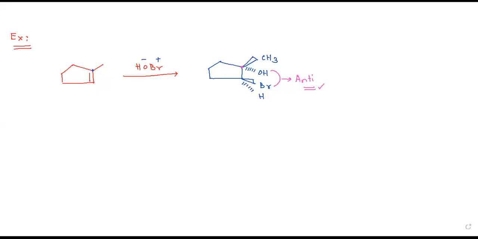Next, let us go for allylic halogenation. First of all, what is allyl? Let me say that this is vinyl. Ethynyl is vinyl, right?